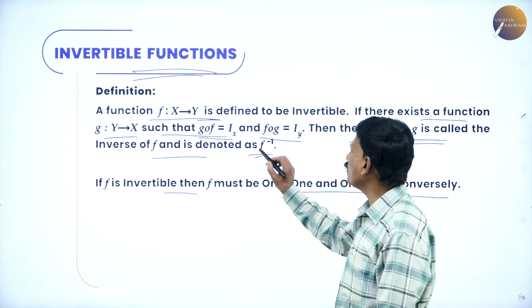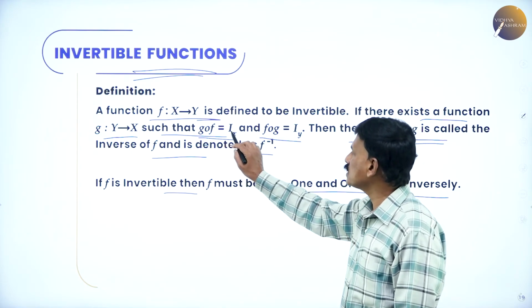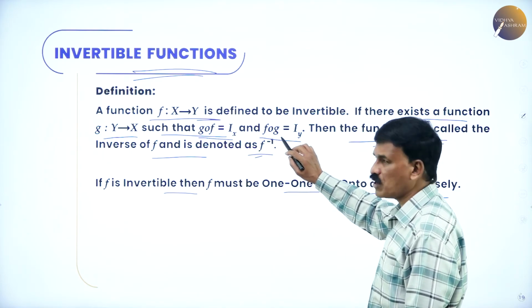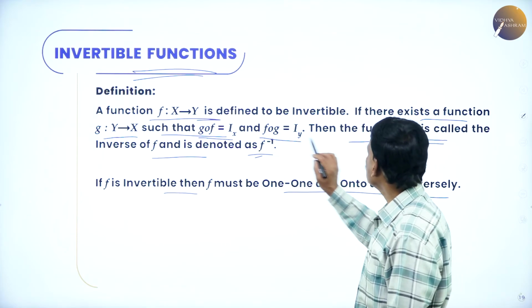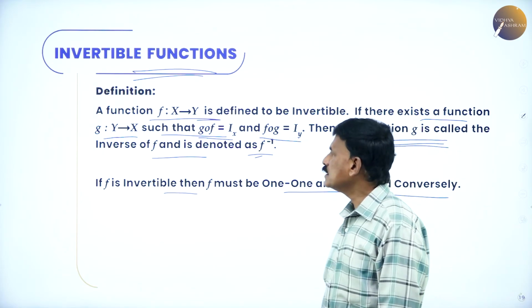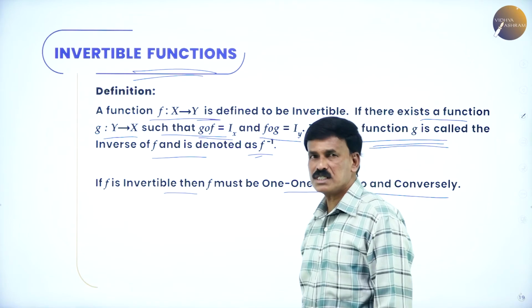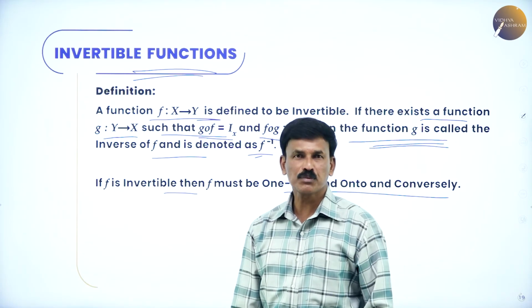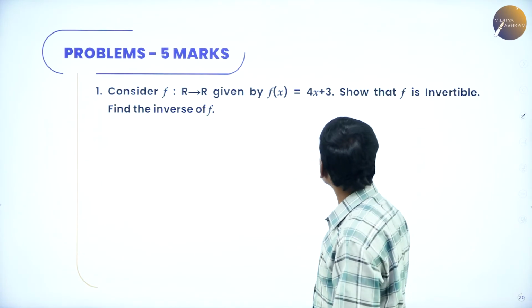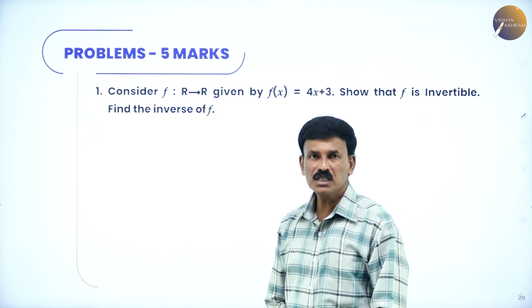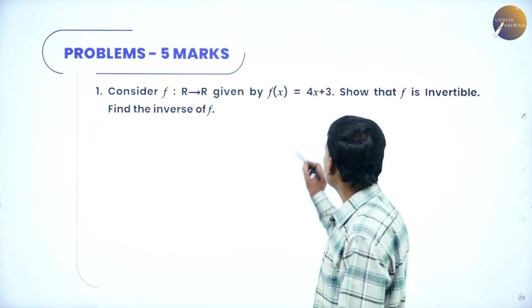So here g naught f of x is I X and f naught g is I Y. Then the function g is called an inverse of f and it is denoted as f inverse. Now let us take a problem on this. So this is very important for 5 marks. Usually you may expect this type of question for 5 marks.